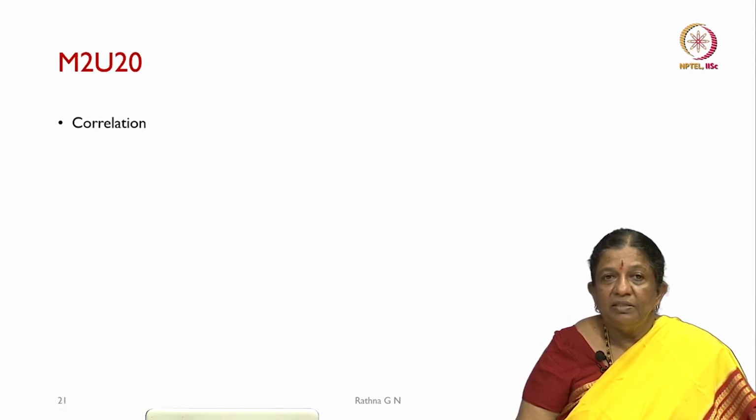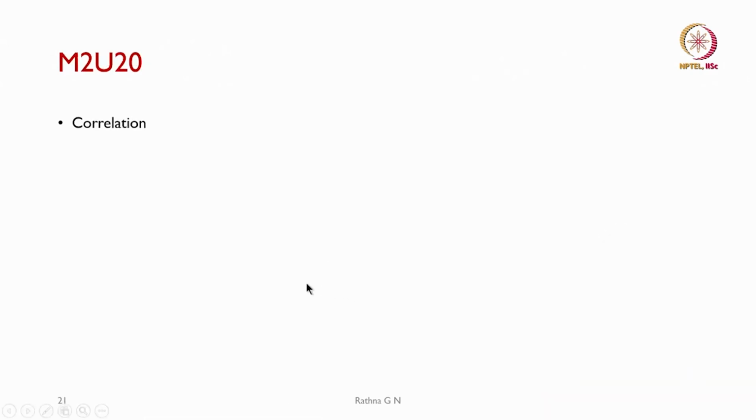So, this ends our overlap add and overlap save method, and how to compute our power spectral density and energy of a sequence. In the next class we will take up correlation.